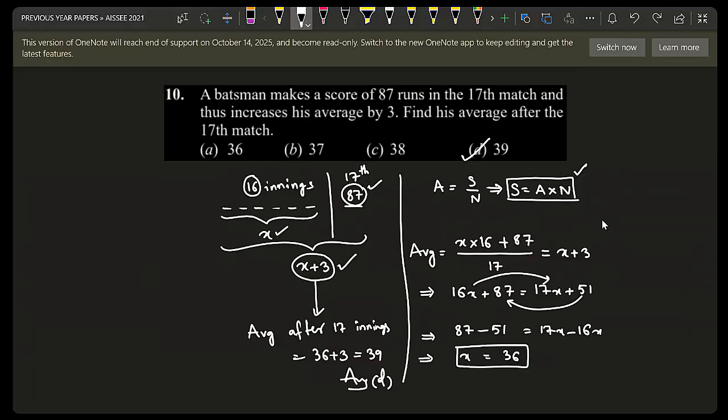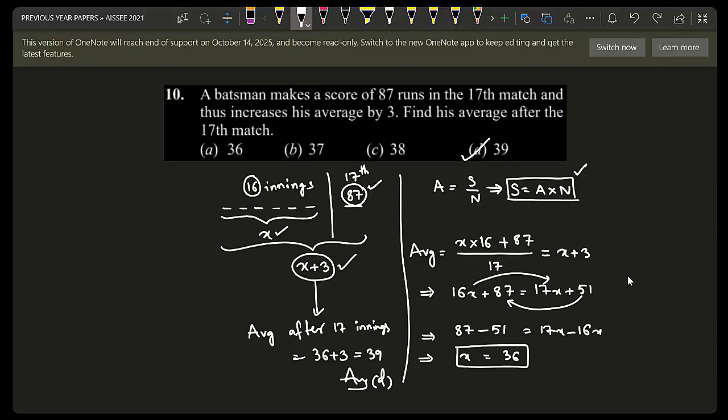So in 16 innings, we don't know his score individually, but the average, let us call it X. In the 17th innings, he scored 87. What they said: the average increased by 3. So X increased by 3 will become X plus 3, right? Yes, sir. From there, I'm using the average formula on the right. Okay, sir.